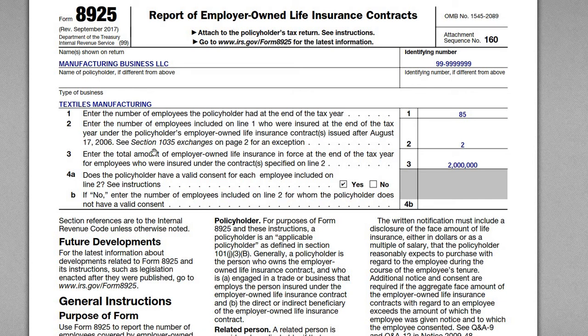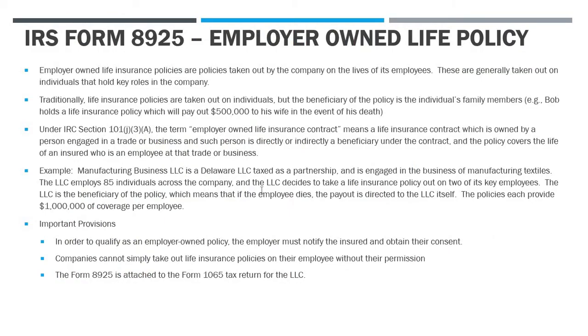Okay, so for this video, I wanted to cover the IRS Form 8925. It's the report of employer-owned life insurance policies. So we've got a sample form in front of us here, and then on the other page, a slide that covers some of the rules and key points that we need to be mindful of in determining whether or not we need to file this form.